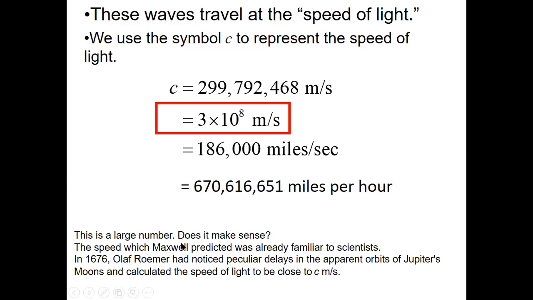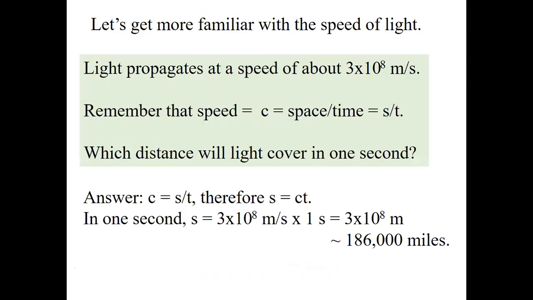But Maxwell predicted this number earlier, and then Ole Rømer noticed there's a little delay in the apparent orbit of Jupiter's moon and calculated the speed of light to be close to this number. He used the motion of Jupiter and its moon to calculate the speed of light, and he found it close to this number. So experimentally, it has been proved.